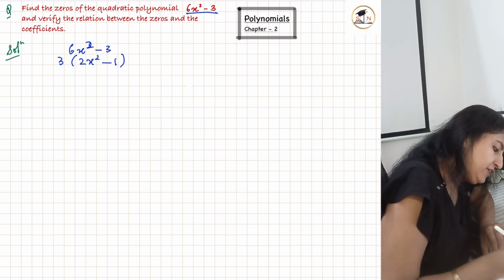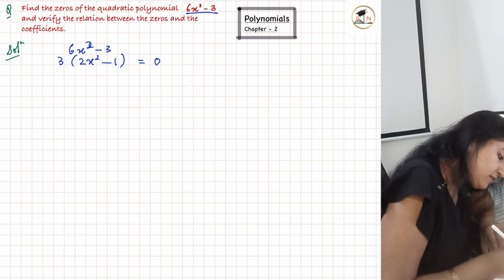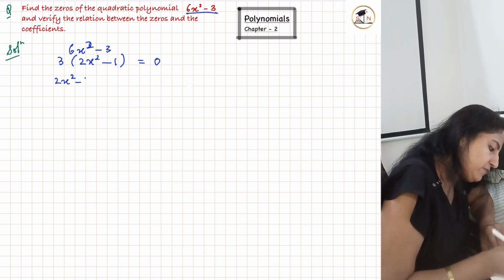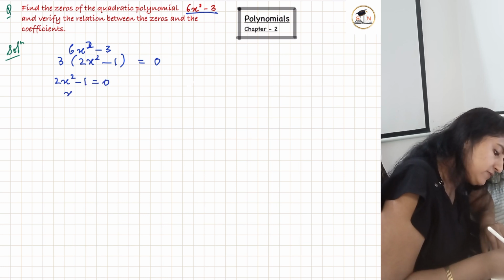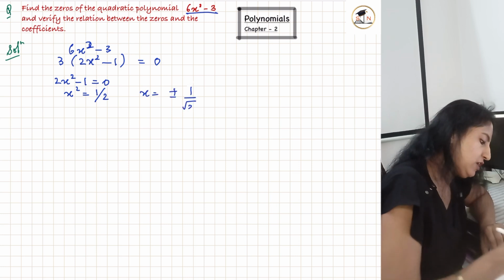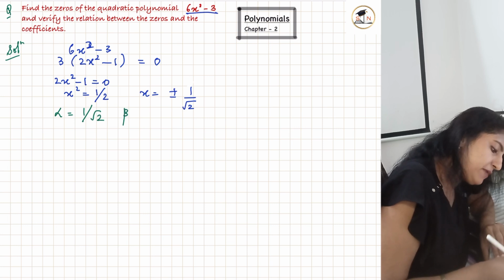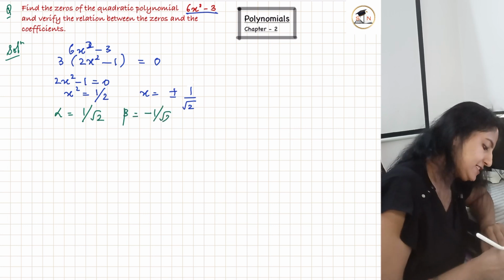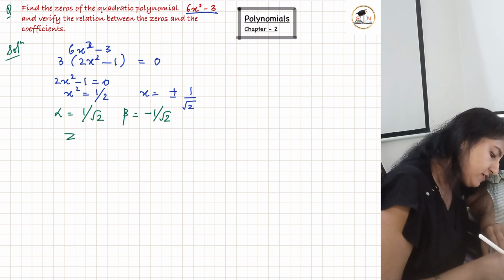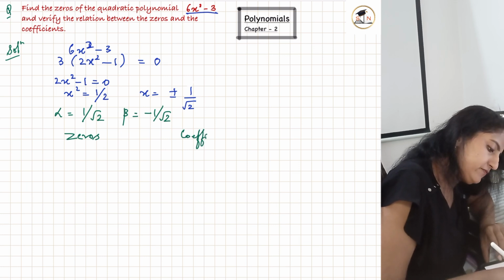Okay, now we need to equate this with 0 in order to get the value of x. So 2x squared minus 1 equals 0 gives me x squared equals 1 by 2. And that means x equals plus minus 1 by root 2. Okay. Now what I will be doing, I will be assigning alpha as 1 by root 2 and beta as negative 1 by root 2. Okay. Let's start with zeros on one side and coefficients on the other side.